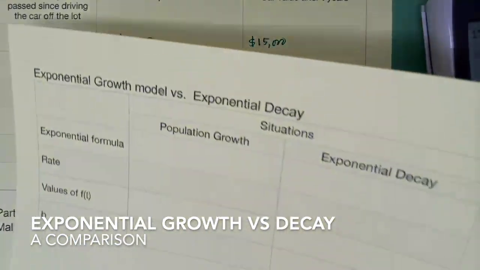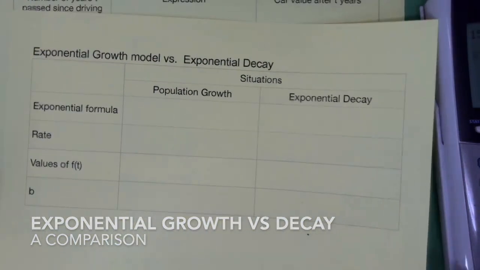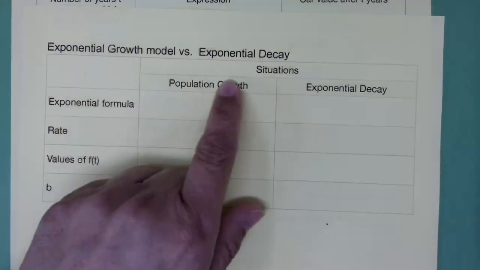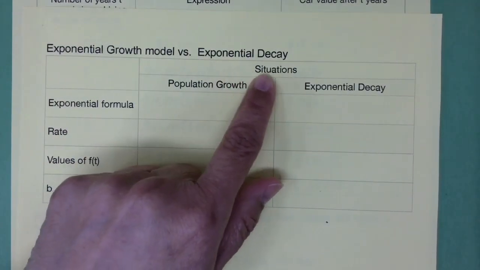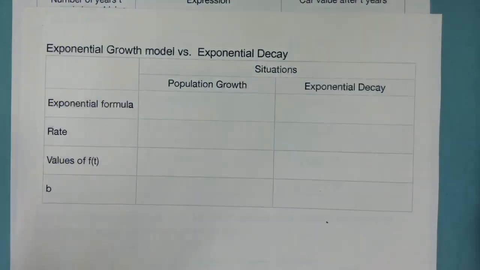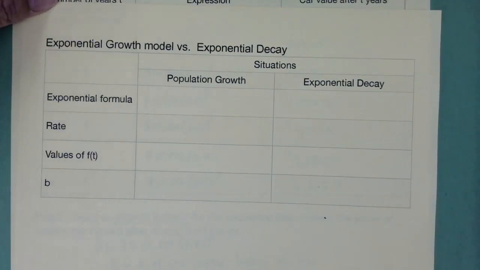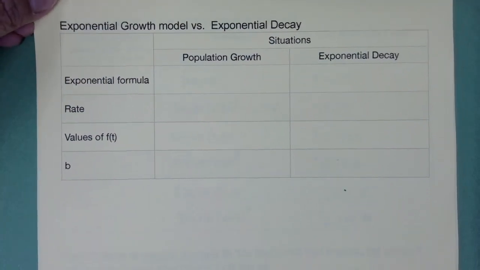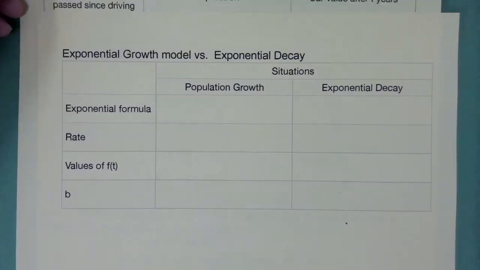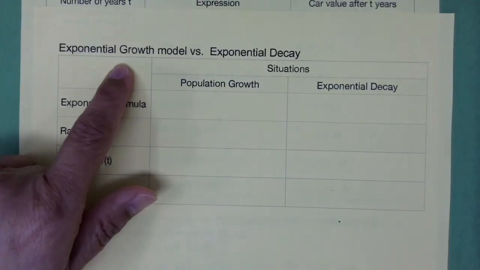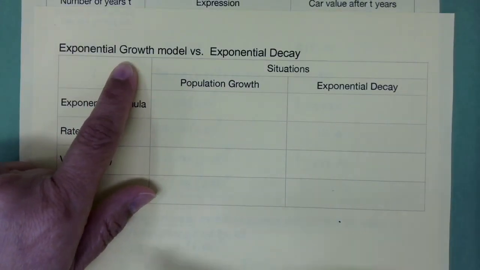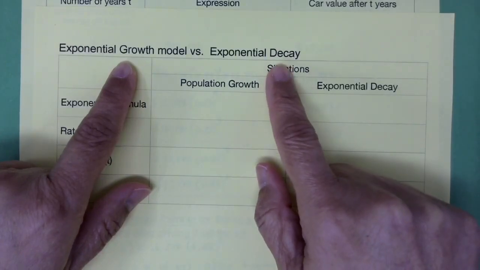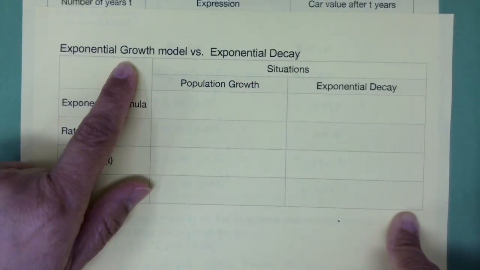Alright, this time we are going to compare exponential growth with exponential decay. So these are two possible situations that you will encounter when you are dealing with exponential functions. Exponential growth, obviously, is when there is an increase in the value of the function. Decay is when there is a decrease in the value of the function.